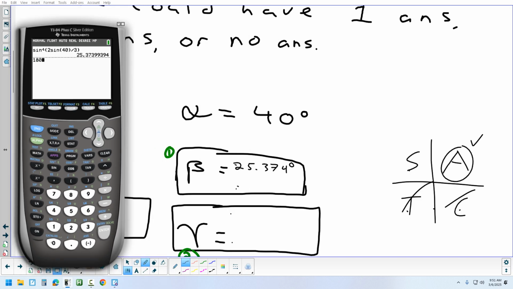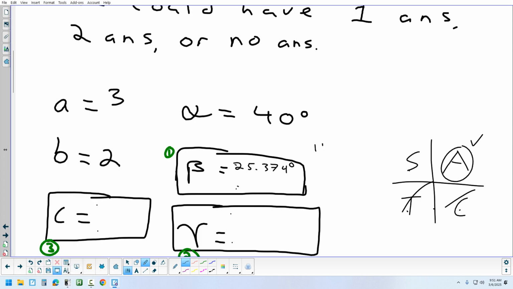And what's my reference angle? 25.374. So 180 minus 25.374. I'm not going to write that in the box yet. I'm going to put that off to the side and put a question mark. If there's a second answer, that's what it would be: 154.626. So that's how you find the possible second answer. Subtract the first one from 180.